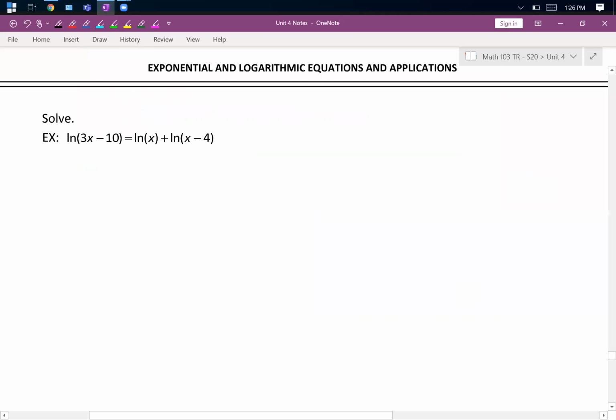Let's solve. Natural log of 3x minus 10 equals the natural log of x plus the natural log of x minus 4. Am I going to be able to use the one-to-one property? Absolutely. Every single term contains a log, right? I don't have like a +5 over here on the end. So every term has a log. I can use the one-to-one property.